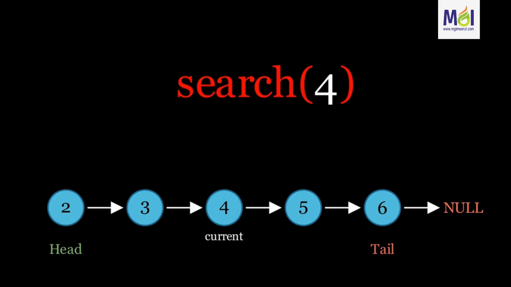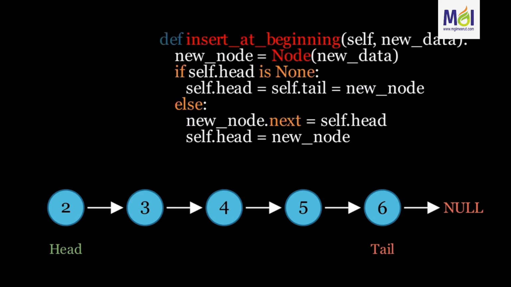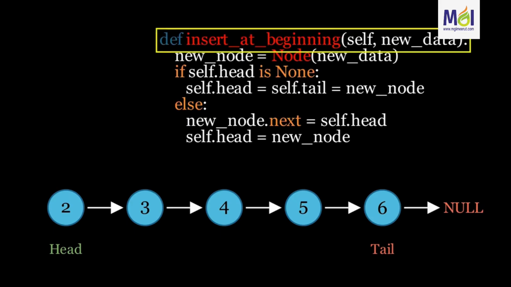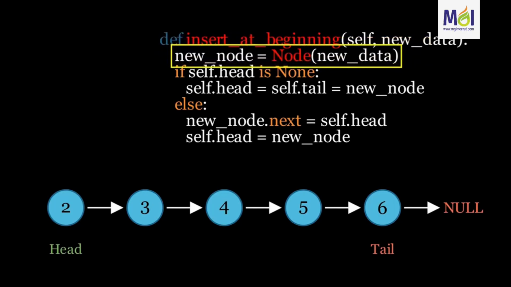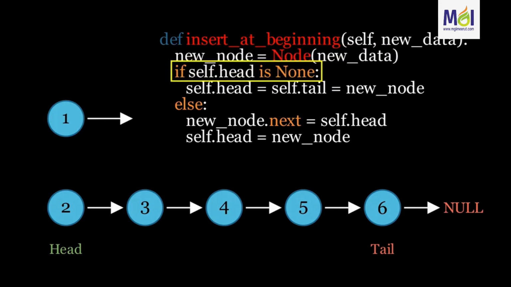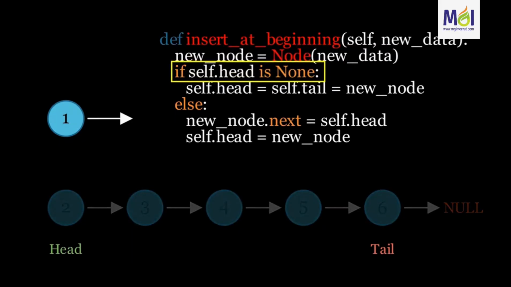Both the traversal and search operations have linear order complexity because they both involve iterating through the list in a loop. The next operation is inserting an element at the beginning of the list. We will start by defining a function with the new data as the input parameter. Inside the function, we'll create a new node using this data. We then need to check if the head is None, which indicates whether the list is empty.